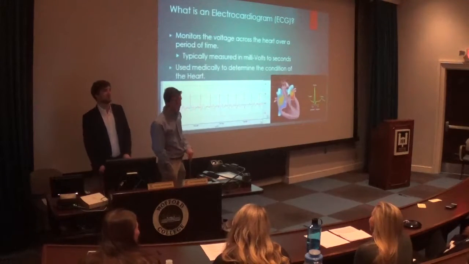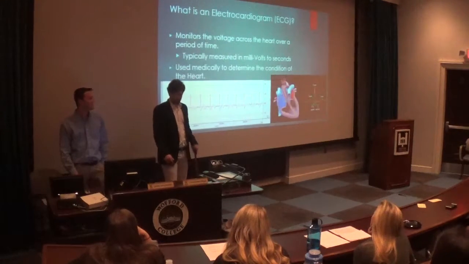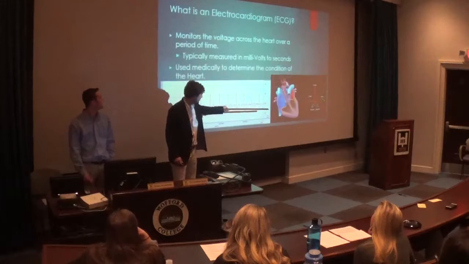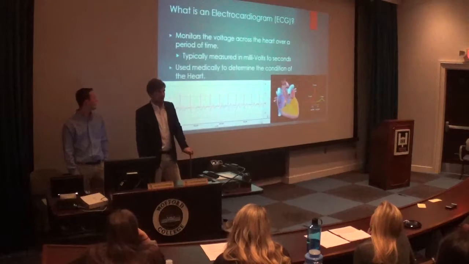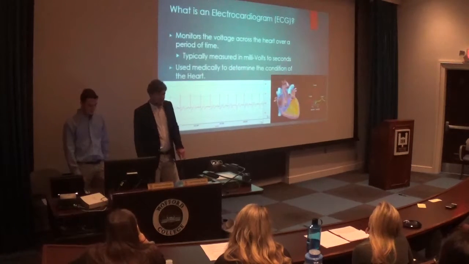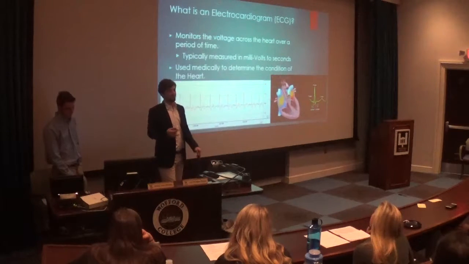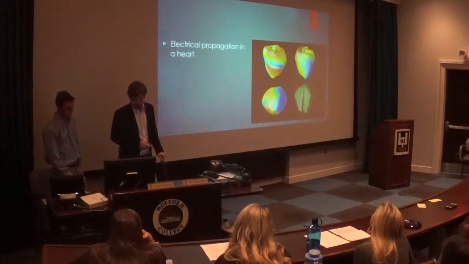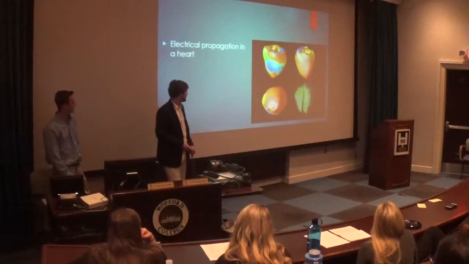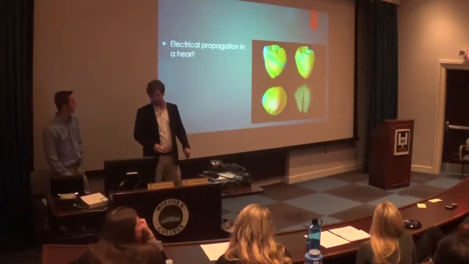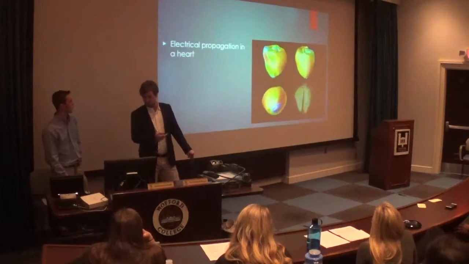Okay, so what is an electrocardiogram? An electrocardiogram monitors the voltage across your heart. When your heart beats, it creates an electrical signal that goes throughout the heart. As you can see here, it propagates along, and where the wave hits, a bigger signal goes. It's typically measured in millivolts and seconds, and it's used medically to determine the condition of somebody. If they've got a good ECG signal, then their heart's performing properly. Here you can see the electrical propagation throughout. This is actually a rabbit heart, but that's how it goes. That's an action potential, and it creates that signal, which is what our electrocardiogram measures, and what we want to look for in our heartbeats.